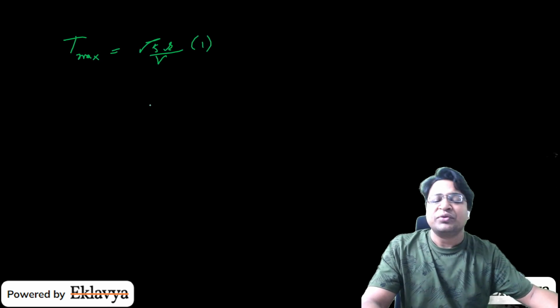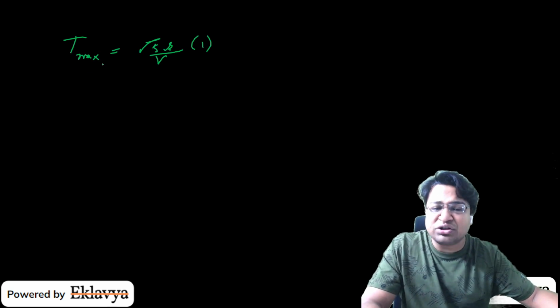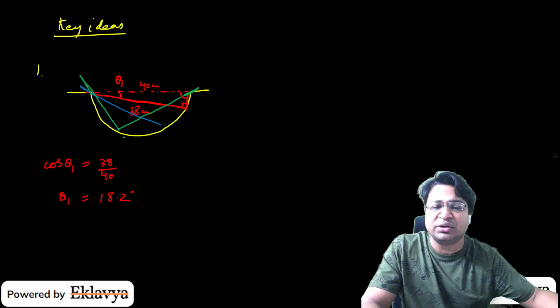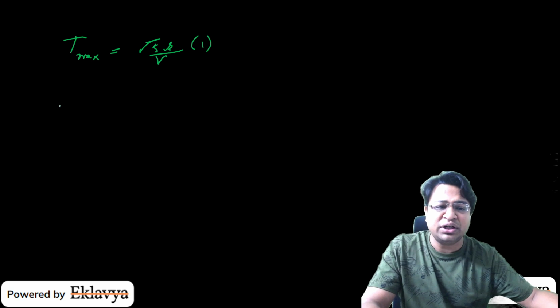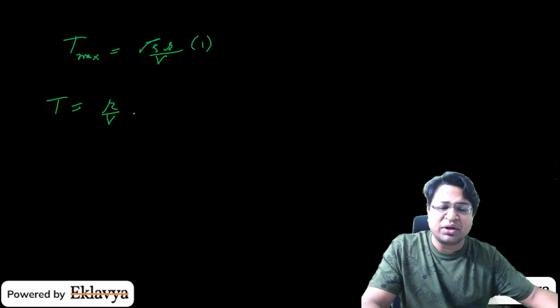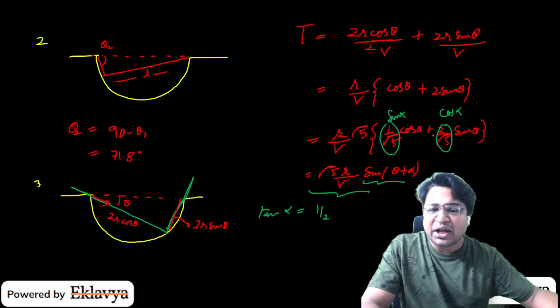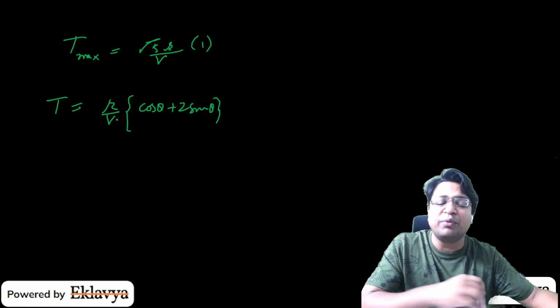and then the maximum value that sine can attain would be 1. But pay attention that we are not actually looking for the maximum time. We are rather looking for the minimum time. So what do we need to do? We need to again write the general expression of t, which is r by v multiplied by cos theta plus 2 sine theta. This we need to write, and then we need to check what kind of function this is.